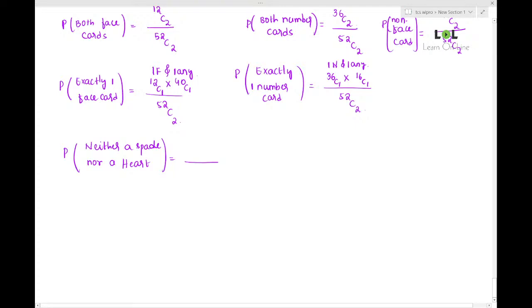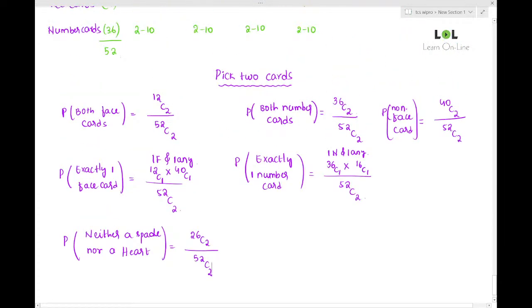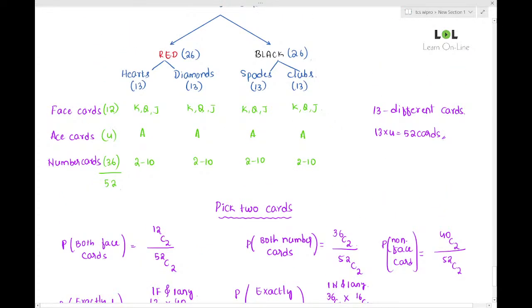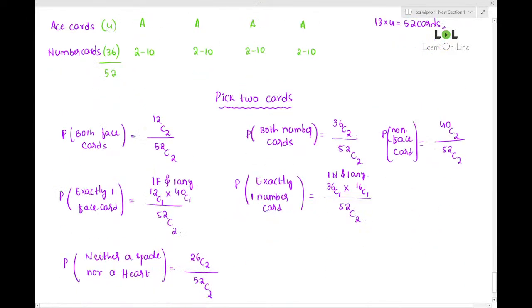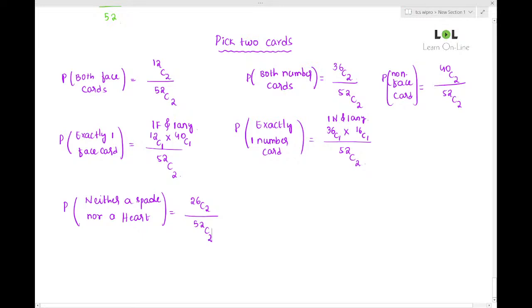Okay, what is the answer? 26C2 divided by 52C2. Why? I have to remove spades and hearts. Spades are 13, hearts are 13. I cannot select from them. It means I have to select from diamonds and clubs. How many are there, diamonds and clubs together? 26. From those 26, I can select any 2 cards. So the answer is 26C2 divided by 52C2.